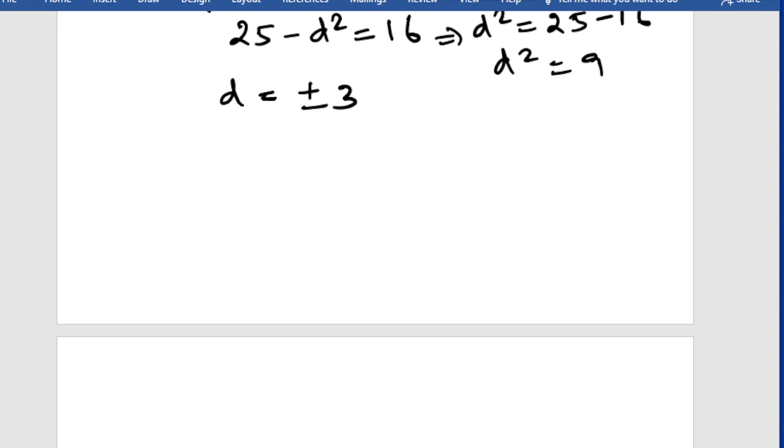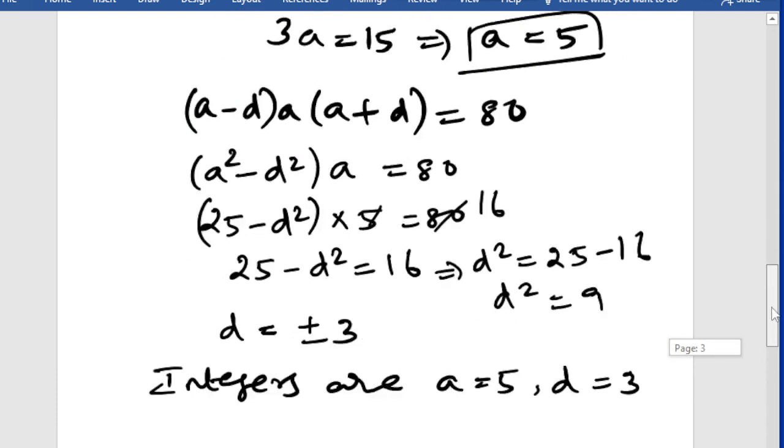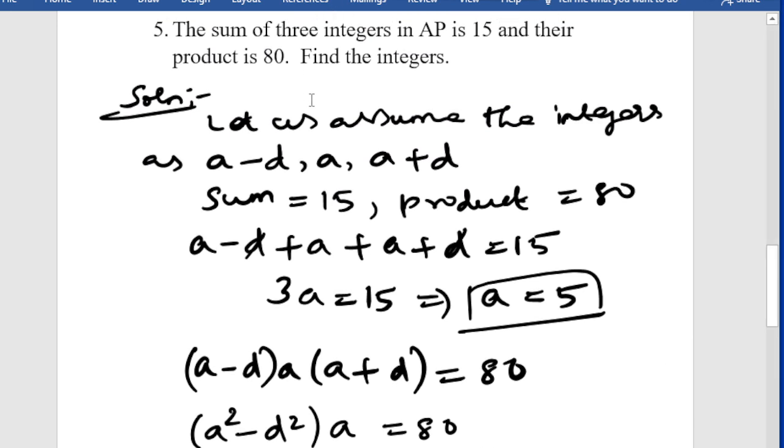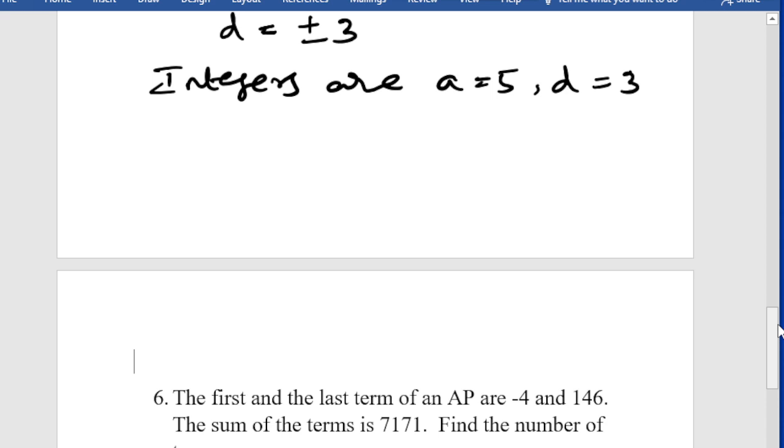Therefore, the integers are a equal to 5. If a equal to 5 and d equal to 3, substitute a minus d, a, a plus d. They are in the form we have considered in the beginning. The integers are in the form a minus d, a, a plus d. Substituting over there, we get 2, 5, 8. So if a equal to 5 and d equal to 3.